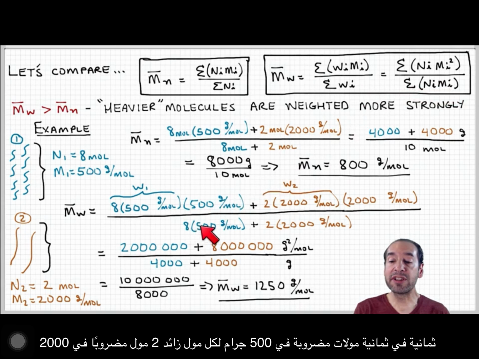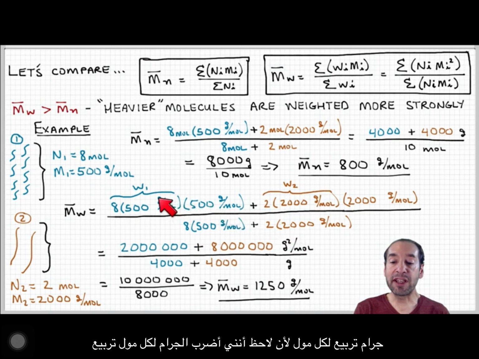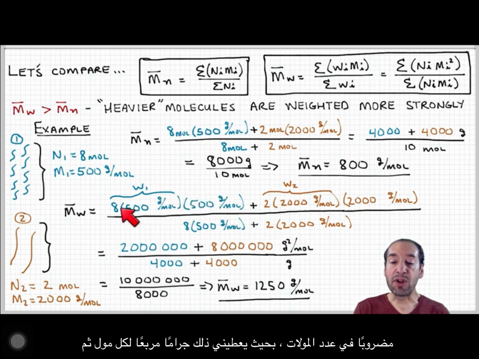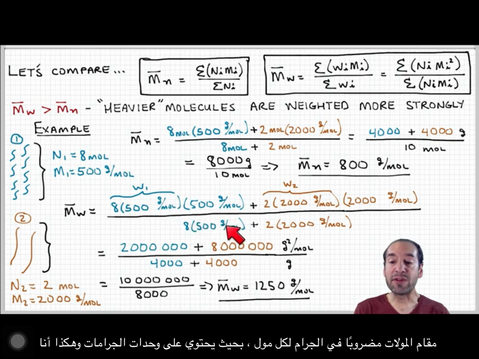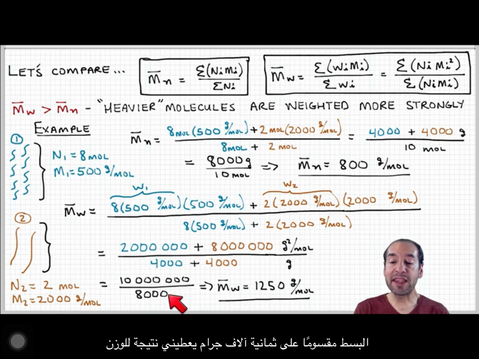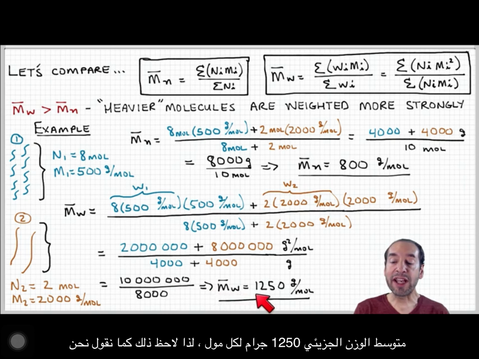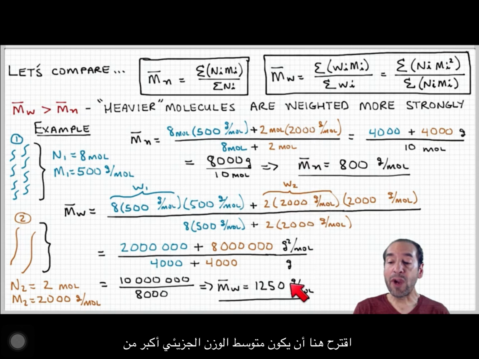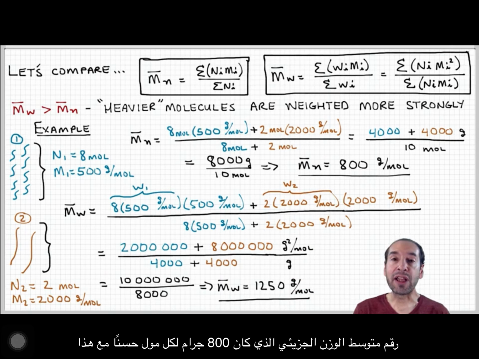And this quantity has units of grams squared per mole, because notice I'm multiplying grams per mole squared times moles. So that gives me grams squared per mole, and then in the denominator I have moles times grams per mole, so that has units of grams. And so I have 8,000 grams. So this adds up to 10 million grams squared per mole in the numerator, divided by 8,000 grams, gives me a result for the weight average molecular weight of 1,250 grams per mole. So notice that, as we suggested here, the weight average molecular weight is greater than the number average molecular weight, which was 800 grams per mole.